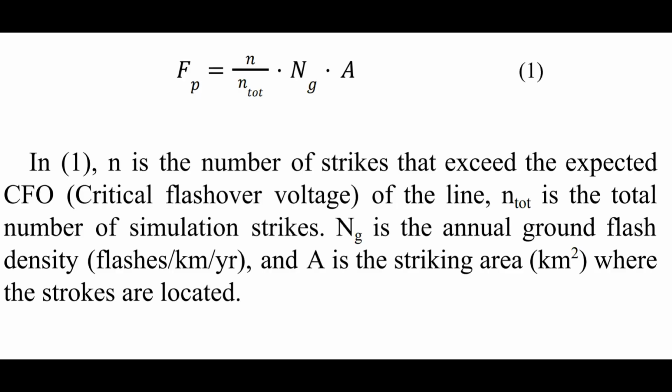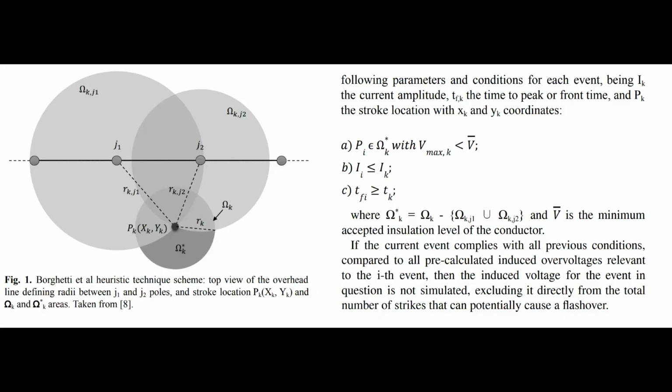When all the simulations are calculated, the flashover rate is estimated with this equation. The first technique presents a graphic approach to evaluate different lightning parameters compared with all previously calculated events. This evaluation consists of the following conditions. If the current event complies with all these conditions, it's not calculated by the technique. This technique presents a least squares fit to follow the dependence of the presented regression model.